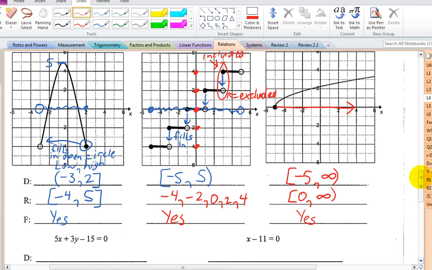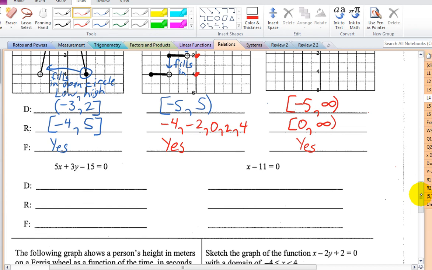Good. Okay, next one. So this here is just an equation of a line. This is in general form. It's a linear equation. For this one, the domain is always going to be all real values. And the range is all real values.